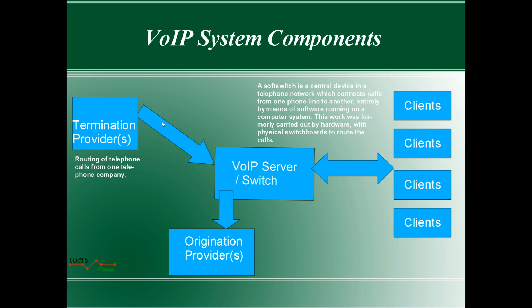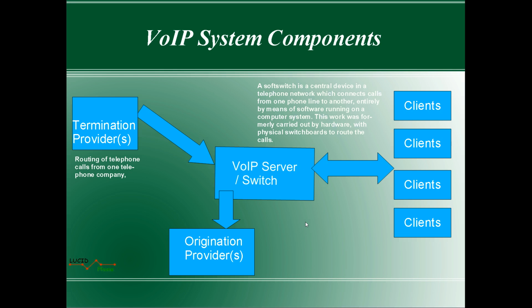Now, you need a termination provider or providers. These are the providers that will provide you with numbers, DID numbers, and they will terminate the calls to your switch. That means, let's say I work with termination provider A. I get all my Canadian numbers from this provider. So when a call comes into this number, this termination provider will send it to the IP address of my switch, and from there I handle the call. What do I want to do with that call? To which client do I want to send it? All that stuff. You can have more than one termination provider. For example, you can have one termination provider in Canada, one in the US, one for international numbers if you like.